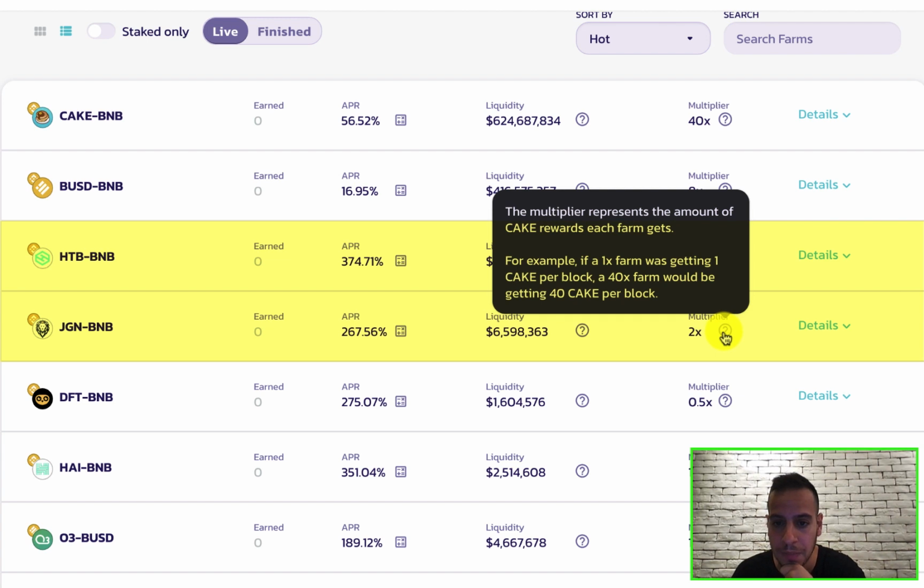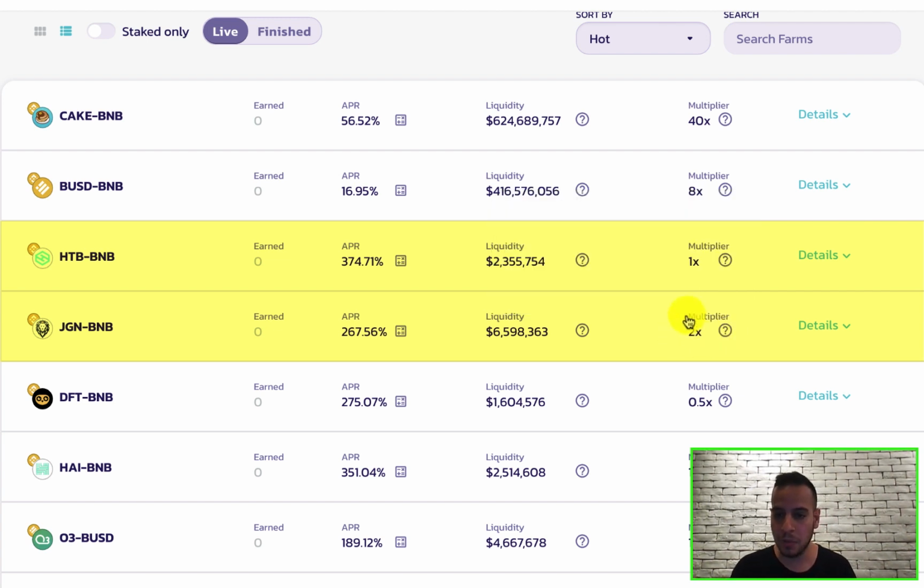If you go to the help button here, to the hover help button, the multiplier represents the amount of CAKE rewards each farm gets. For example, if a 1x farm was getting 1 CAKE per block, a 4x farm would get 4 CAKE per block. That's exactly what I just explained to you. But the multiplier is being changed and adjusted all the time by developers because they want to incentivize people to hold and stake liquidity pool tokens for pairs that have a lot of volume. So for the pairs that people want to trade more, they want people to provide more liquidity, so they adjust, and the multipliers are being changed all the time.